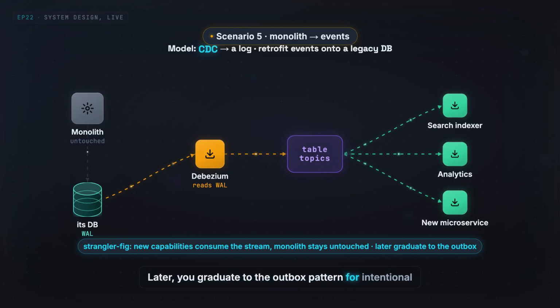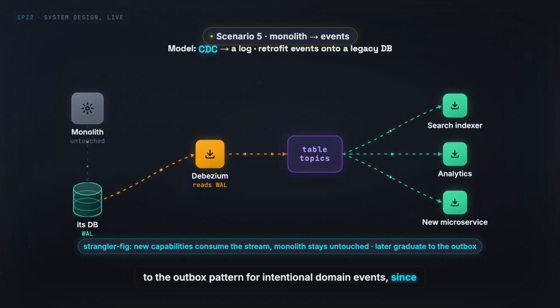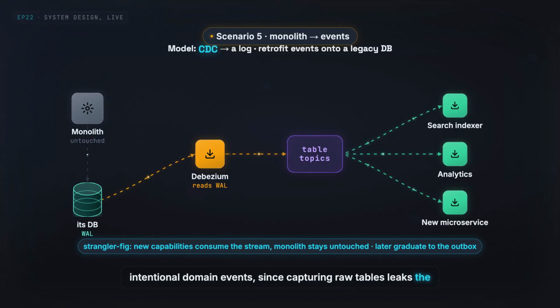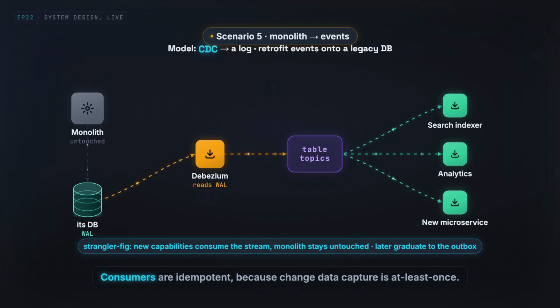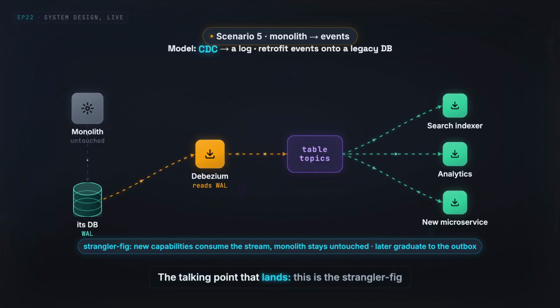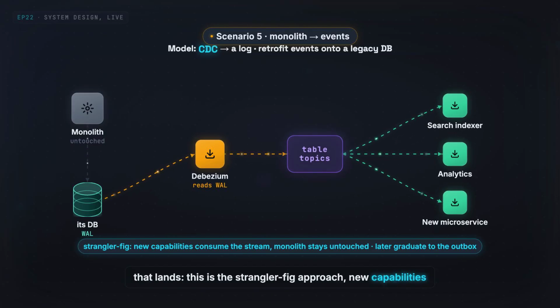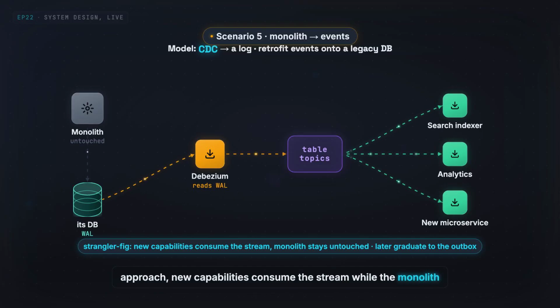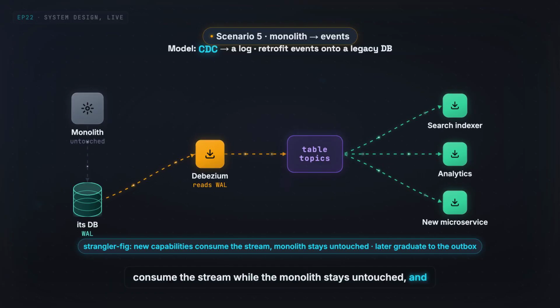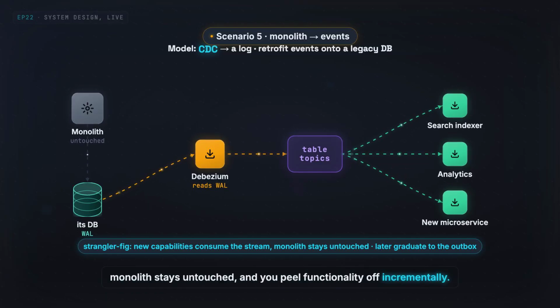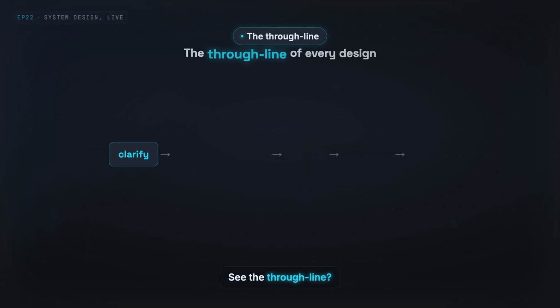Later, you graduate to the outbox pattern for intentional domain events, since capturing raw tables leaks the schema. Consumers are idempotent because change data capture is at least once. The talking point that lands. This is the strangler fig approach. New capabilities consume the stream while the monolith stays untouched, and you peel functionality off incrementally.